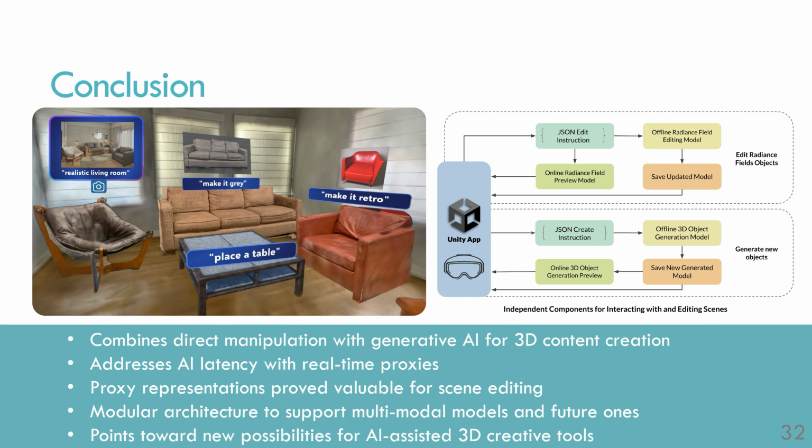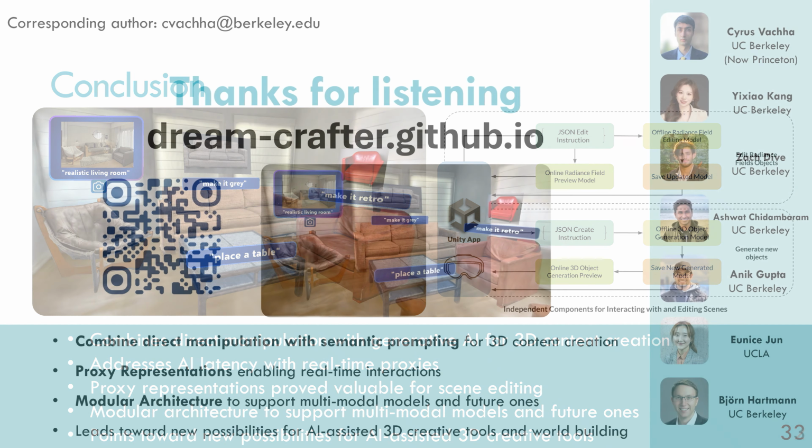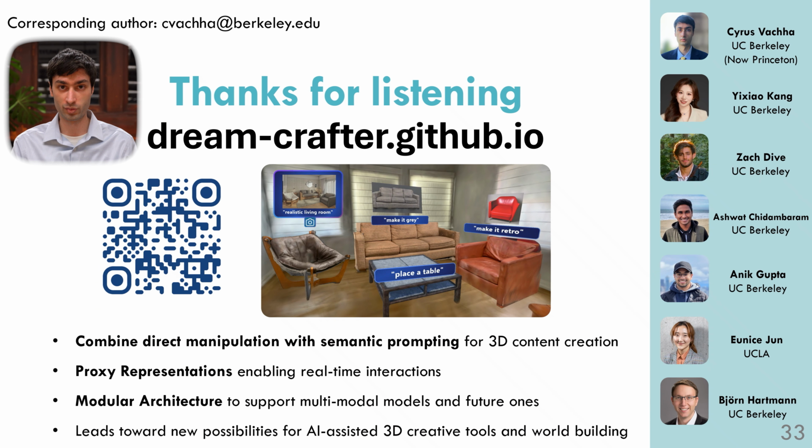In conclusion, Dreamcrafter combines direct manipulation for spatial positioning with generative AI for editing style and appearance. To address AI latency, we introduced proxy representations, using 2D diffusion models as stand-ins. Our user studies showed participants felt more in control when sculpting before AI stylization and found proxies valuable for scene editing. This approach points towards new possibilities for world-building systems and creative generative AI-assisted tools that blend direct manipulation with generative AI capabilities. For more information, check out our project page, and please refer to our paper for additional details.